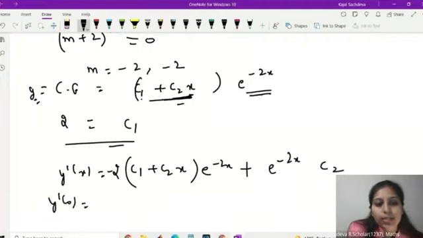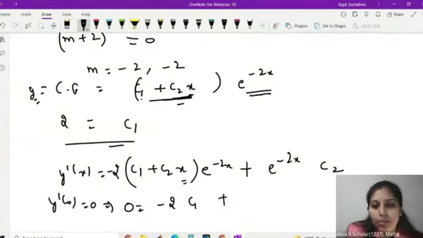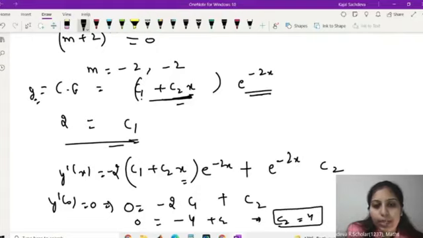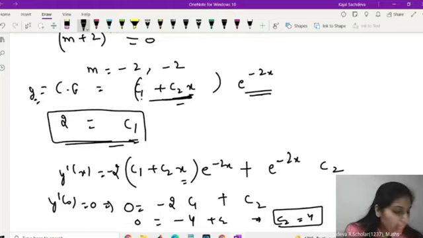Just put y dash (0) is equal to 0. So 0 is equal to minus 2 times (C1 plus 0), plus e raised to power 0, which is 1, into C2. So C1 is equal to 2. Putting C1 is equal to 2, we get minus 4 plus C2. So C2 is equal to 4. We get C1 is equal to 2 and C2 is equal to 4.